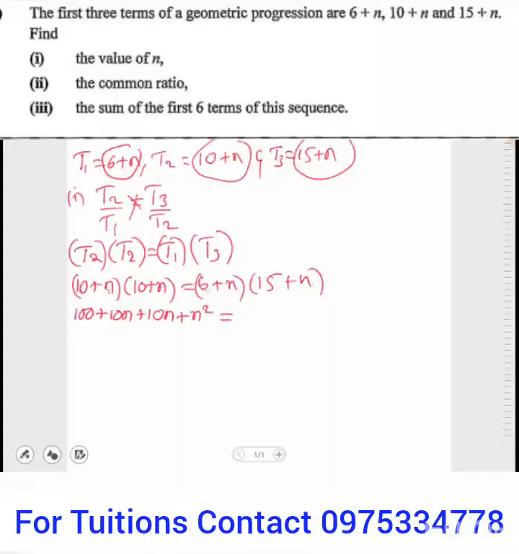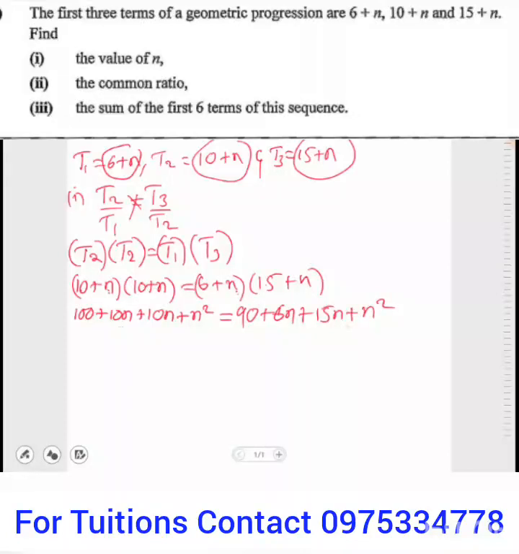Then is equal to, here this side you expand as well. So this is going to be 6 times 15. Don't forget, this is paper 2, you can even use a calculator. 6 times 15 is 90, plus 6 times n, that's 6n, plus n times 15, that's 15n, plus n times n, that's n squared. Okay, so that is how it is here.